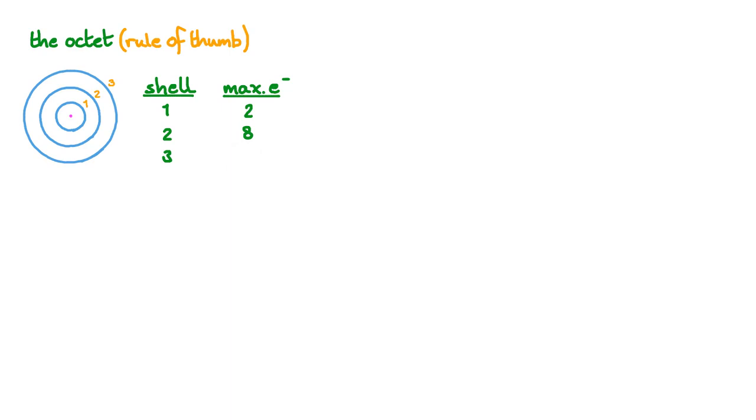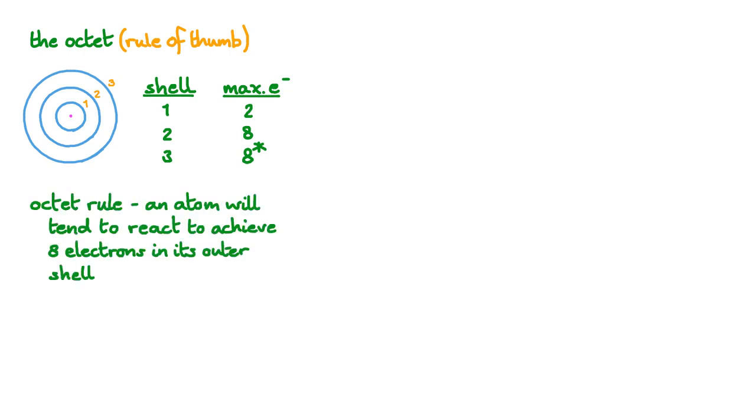The first electron shell can fit 2 electrons, while the second can fit 8. But the third electron shell can actually fit 18 electrons. However, those last 10 slots only get filled when atoms get bigger, so sometimes we say that the third electron shell contains only 8. This is useful because it helps us formulate the octet rule, which tells us that an atom will tend to react to achieve 8 electrons in its outer shell.